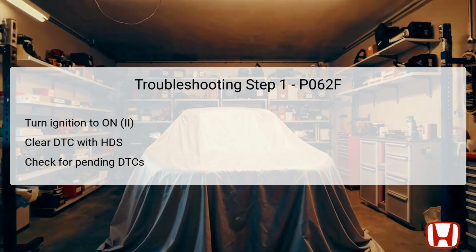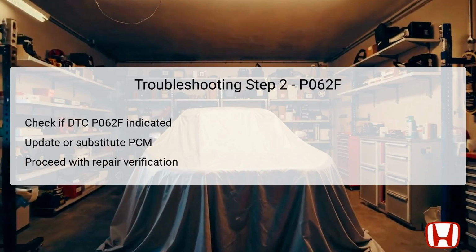After clearing, it is important to check for any pending DTCs with the HDS to determine if the P062F code reappears. This initial verification is fundamental, as it can show whether the problem is ongoing or if it was a one-time incident. In troubleshooting step 2, the technician needs to determine if DTC P062F is indicated again after the previous steps. If the code reappears, it confirms that the failure is duplicated and further investigation is necessary.